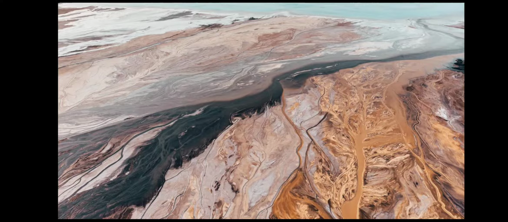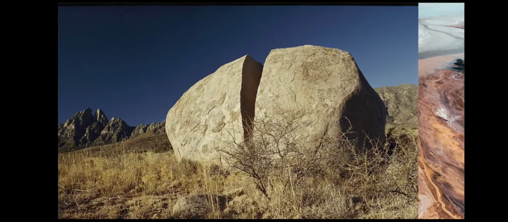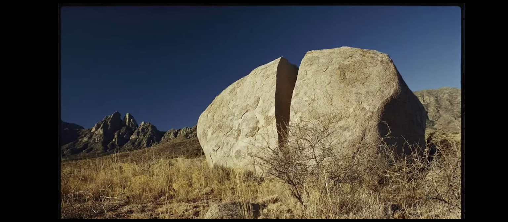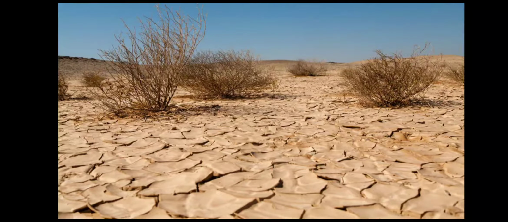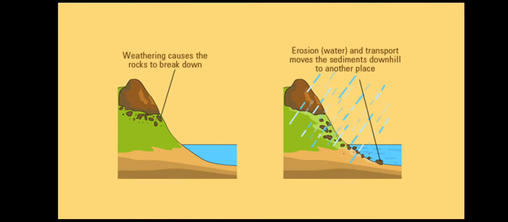The landscape is being continuously worn away by two processes, weathering and erosion. Weathering is the breaking up of the rocks on the earth's surface. Erosion is the wearing away of the landscape by different agents like water, wind, and ice. The eroded material is carried away or transported by water, wind, etc., and eventually deposited. This process of erosion and deposition creates different landforms on the surface of the earth.